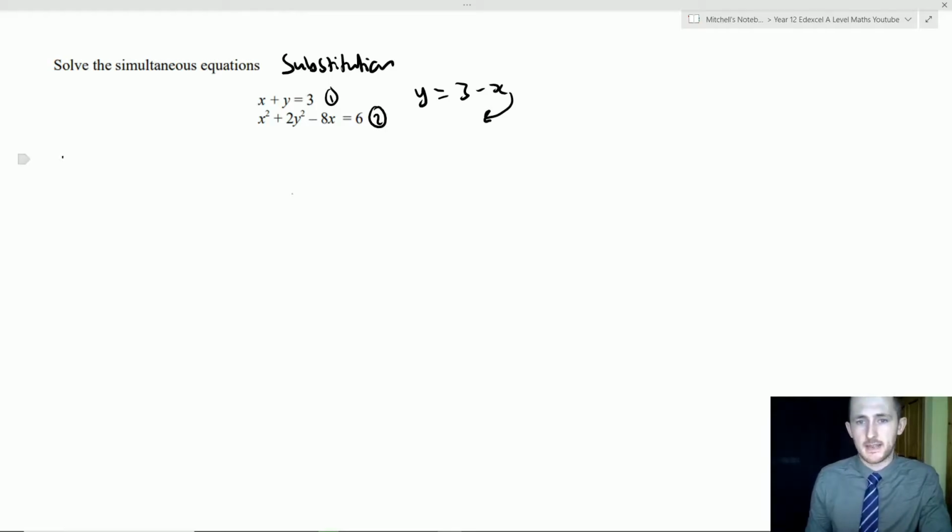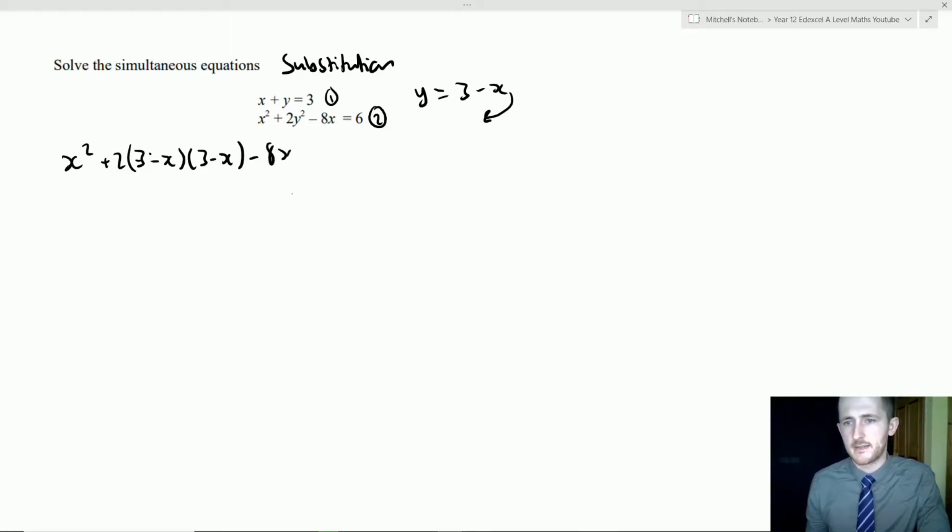Okay, so we get x squared plus 2, and now instead of y I'm going to write 3 minus x just as it is to make it a bit easier. And since it's squared, we have 2 copies of the bracket. Minus 8x equals 6. So let's expand those brackets. Minus x times minus x gives me positive x squared. Minus 3x gives me minus 6x. 3 times 3 is 9. Minus 8x equals 6. So far so good?